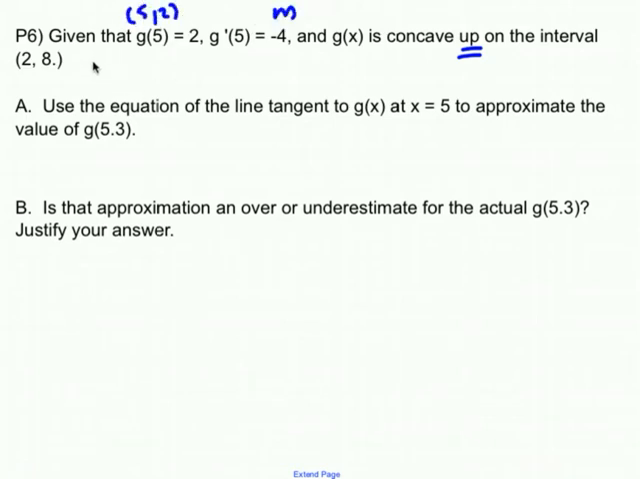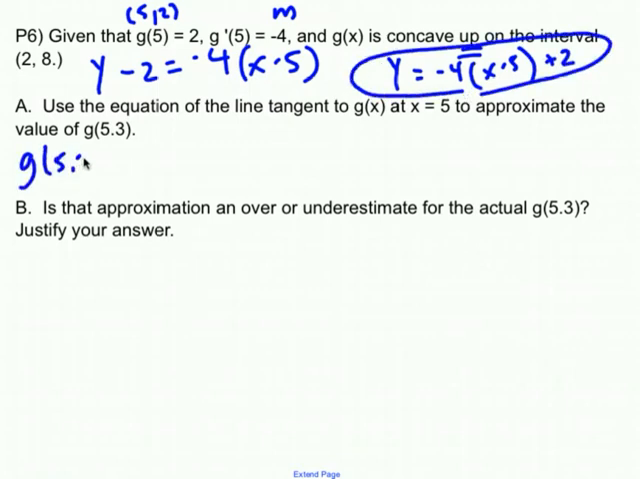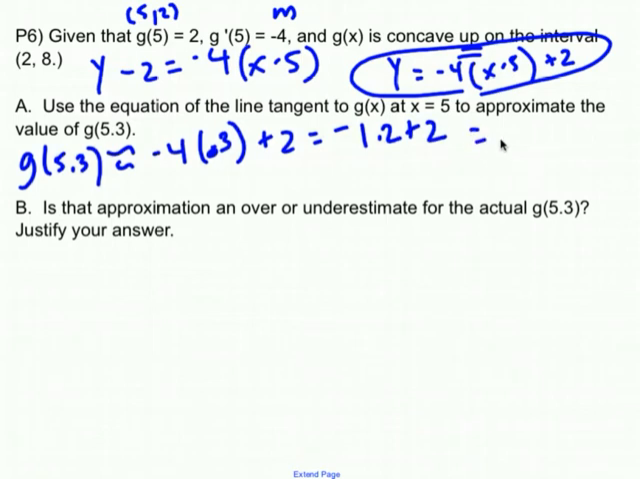The first thing you have to do is write the equation. So y minus the y value equals your m, x minus the x value. I would probably suggest that you add the 2 over to make your own life easier, right? So this is the equation that I'm going to have to use. So my g of 5.3 is approximately negative 4 times a 0.3 plus a 2. That's a negative 1.2 plus a 2, which is a 0.8.